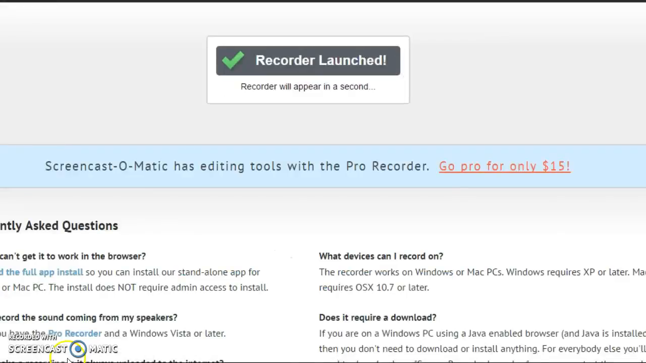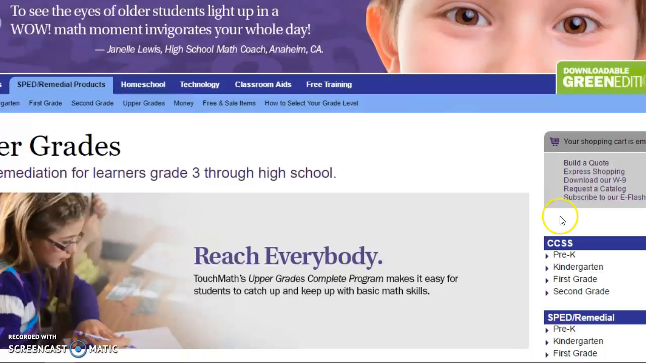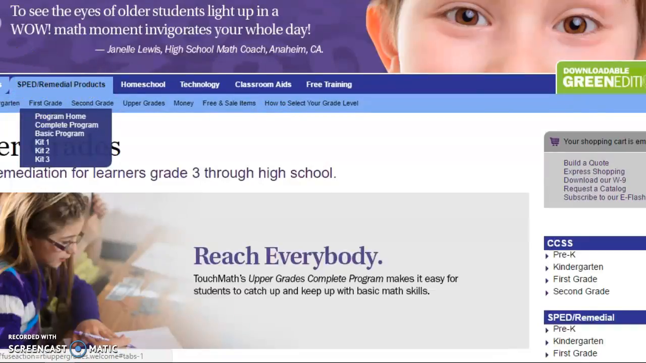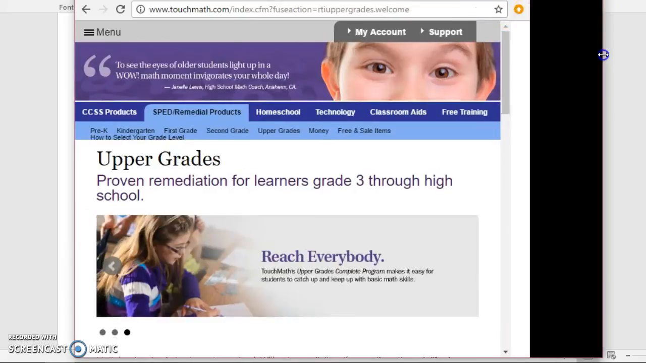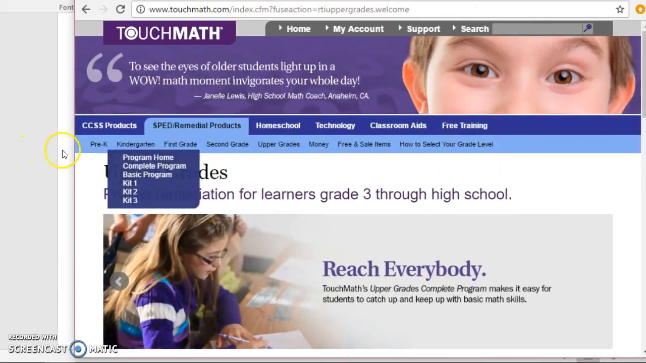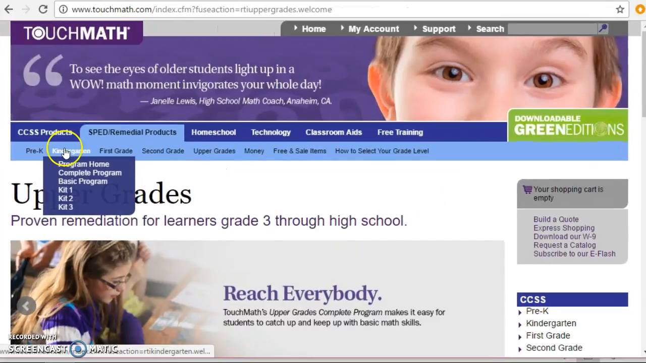So I'm going to take you to Touch Math really quick here. Let's see if I can show you Touch Math. This is kind of what the website looks like. And what I have pulled up here is the special ed and remedial products. This is touchmath.com. And we have all sorts. It goes to pre-K, which is off the screen over here. Let me see if I can fix that for you.